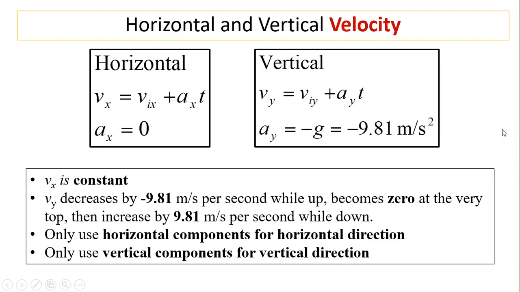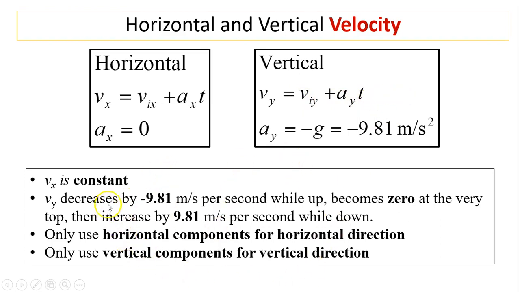Let's first talk about velocity. So we can use kinematic equations. This is kinematic equations in one dimension. Now a projectile has two dimensions, so we have to use the horizontal components only in horizontal motion and the vertical components only in vertical motion. So here in the horizontal, acceleration is 0, so basically the second part disappears. Vx is constant. In the vertical, ay is negative 9.81, so this basically becomes Viy minus negative 9.81 times t.